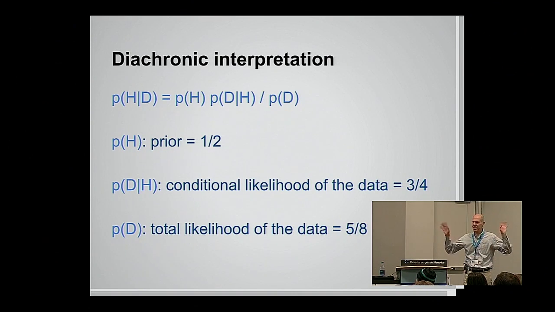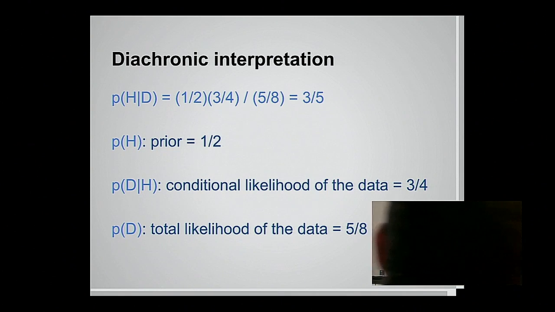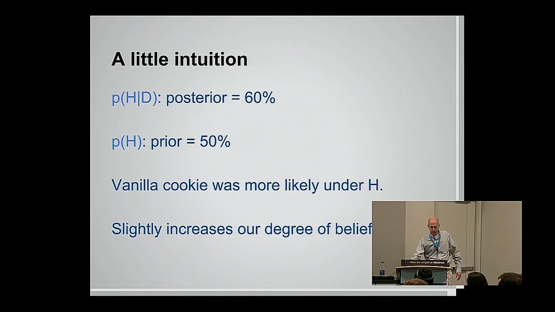That clear? Any questions about what I've gone through so far? All right. And then having done the 3 pieces on the right-hand side, I just have to plug them in, do some arithmetic, and it comes out to 3/5. So the posterior probability of the hypothesis is about 60%. The prior was 50%, the posterior is 60. So consistent with our intuition, it went up a little bit. The vanilla cookie makes us think it's a little bit more likely to be bowl number 1. Good so far? All right. And that's what I just said.